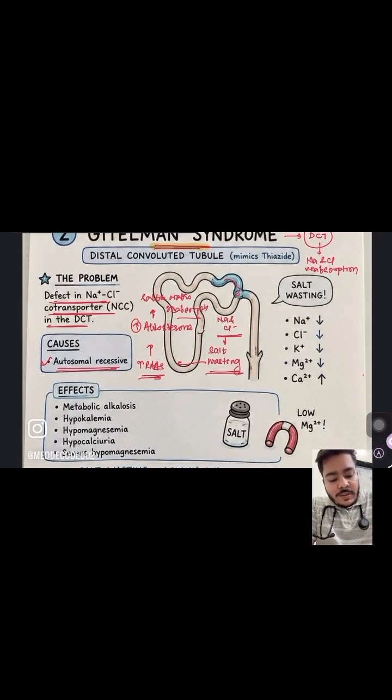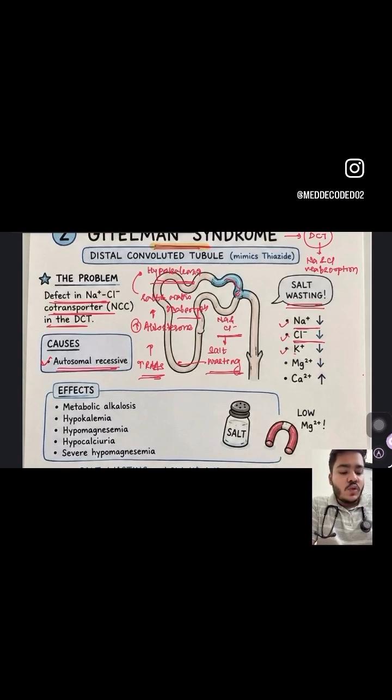But the problem is that this reabsorption fails. It is not enough to bring the sodium to the normal serum level. And once you have an increased aldosterone, you will have a loss of potassium. That is why you have hypokalemia, right? So as you can see, you have salt wasting. That is, you have decreased sodium, decreased chloride, and again decreased potassium because of the increase in the renin-angiotensinogen aldosterone system.